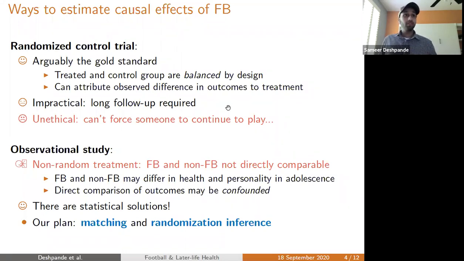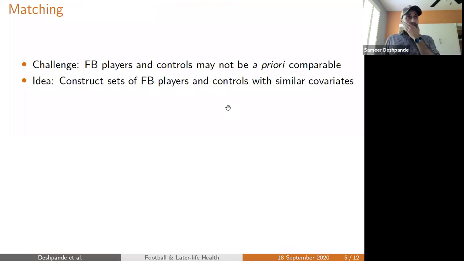randomization inference. So, matching. The challenge, again, is that in an observational study, football players and control subjects are not a priori comparable. The football players will generally be bigger, they'll be faster, they might be healthier, they might not drink as much, they might not smoke as much. Again, these are high school students, so I don't know, maybe that's too touchy. But the basic idea is that in order to estimate any causal effects, we are going to have to compare the football players to the controls.